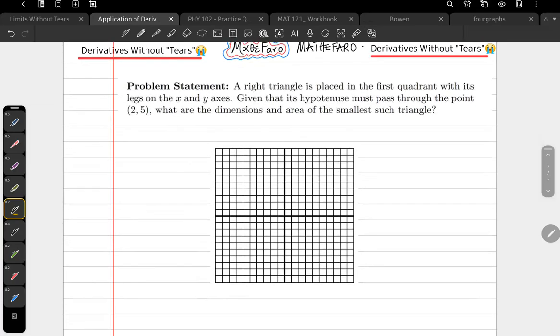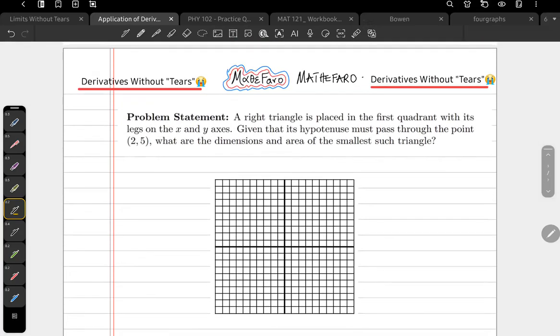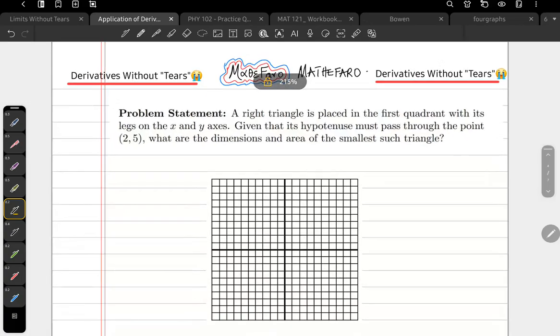So let's get a more specific diagram. So we know that the triangle has the legs on the x and y axis. So we have two things like this. These are the legs of the triangle, and these are, of course, the vertices of the triangle.